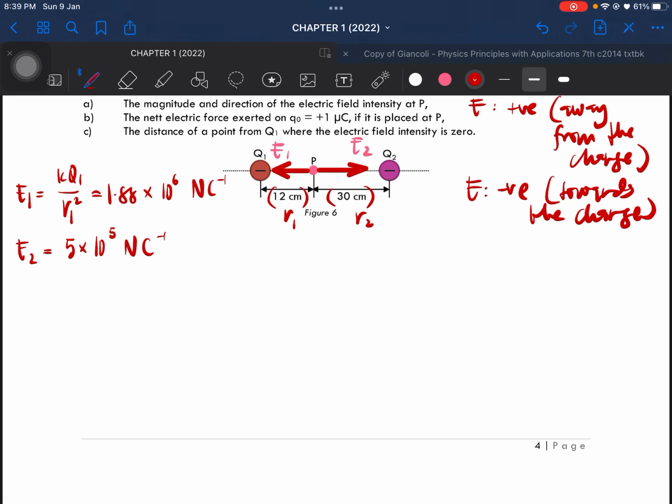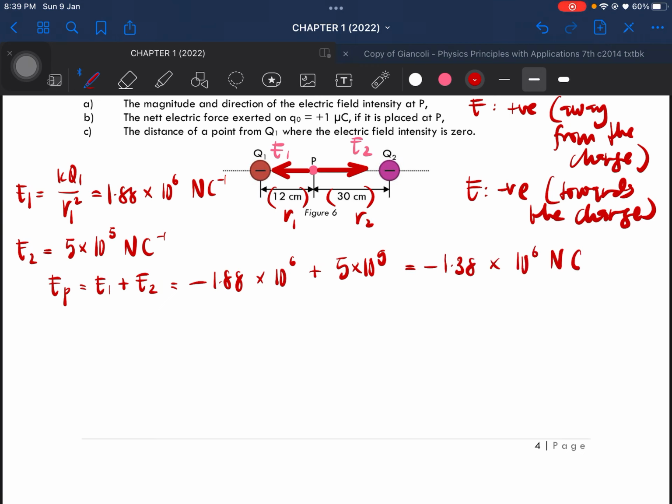Since this is a vector, in order for you to add them together, you have to add them as vectors. So the electric field at point P is the electric field due to charge 1 and due to charge 2. Add this together. E1 is to the left, so it is negative 1.88 times 10 to the power of 6, plus 5 times 10 to the power of 5. It is positive because it is pointing to the right, so you should get negative 1.38 times 10 to the power of 6 Newton per coulomb.